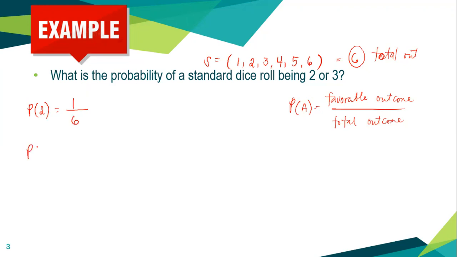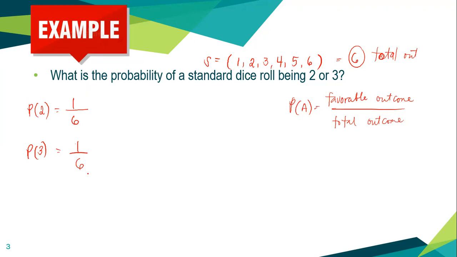How about probability of 3? Ilan ba yung 3 na meron tayo dun sa sample space? We only have 1 also. Tama? Isa lang yung 3. So, numerator or the favorable outcome is also 1. Then, the total outcome is 6. Okay? So, hindi naman nabago kasi yung outcome for rolling a dice.